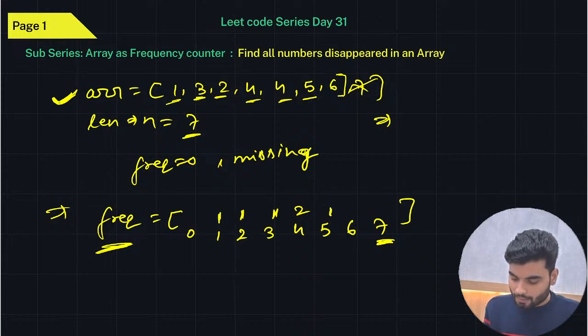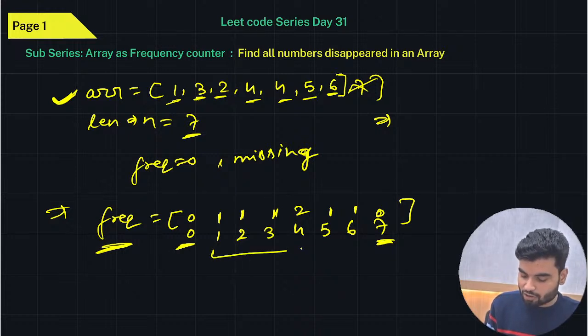And then 5 has 1, then 6 has 1. Then what is missing? This 7 is again at 0, right? Because all the values are automatically 0 by default. So we will not count this. Why? Because the values start from 1 to n.